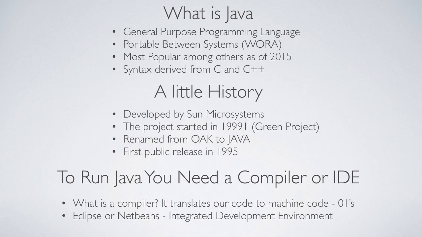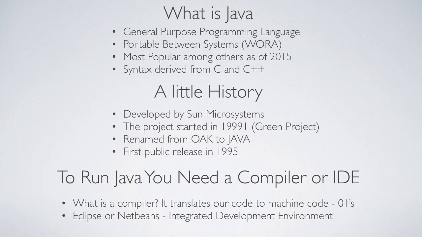A little history about Java. Java was developed by Sun Microsystems. The project started in 1991 and it was called the Green Project. It was first named Oak just because the developer had an oak tree right outside the office. And then later on, it was renamed to Java just because of all the coffee that was consumed developing this great programming language. The first release of Java was in 1995.